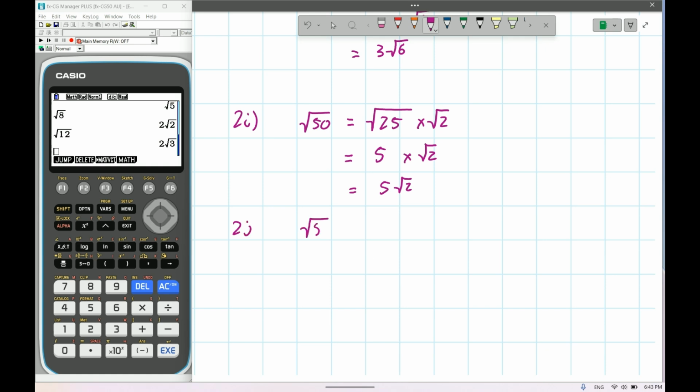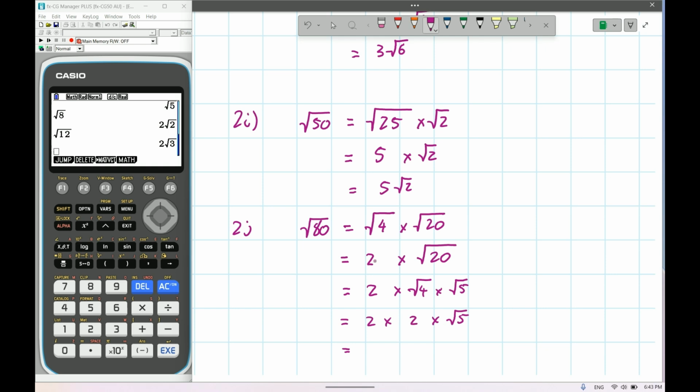So you've got root 80. Now, what's the biggest square number? I can't see it straight away, so I'm just going to break it up into a 4 and a 20. This is definitely not necessarily the most efficient way of doing it, but it's just the easiest way for me. Now I'm going to break up the square root 20 into square root 4 times square root 5. 2 times 2 times root 5, which makes 4 root 5. All right, cool.